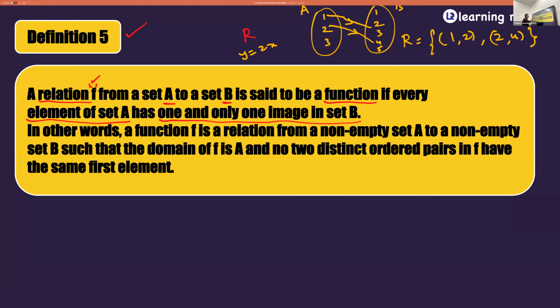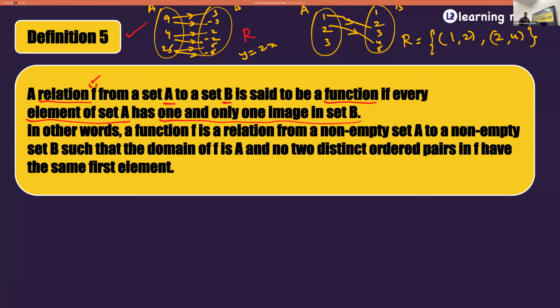Second, we saw an example problem where we had 9, 4, 25 and 3, minus 3, 2, minus 2, 5, minus 5. So 9 was related to 3, 9 was related to minus 3, 4 to 2, 4 to minus 2, and so on. Right? So every element of set A is associated with B.